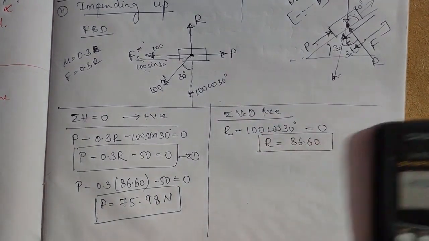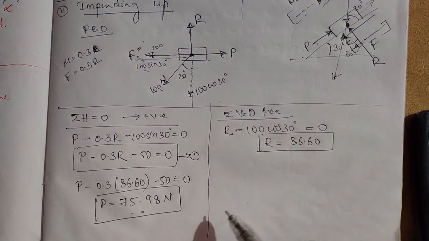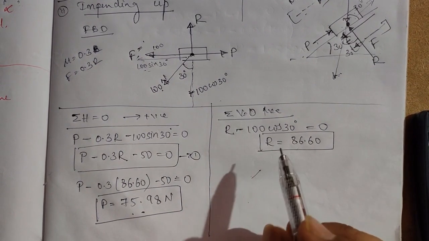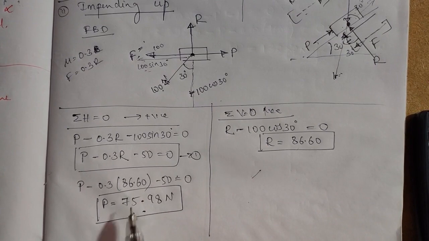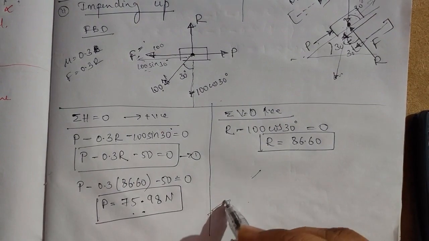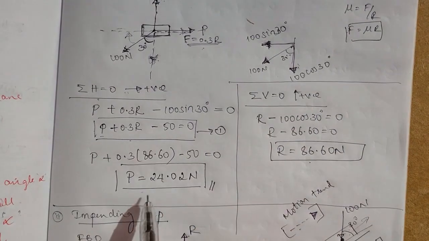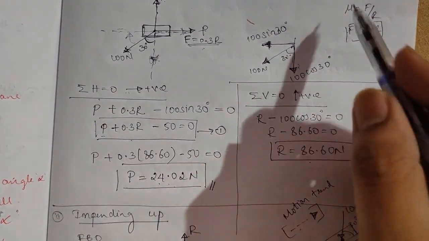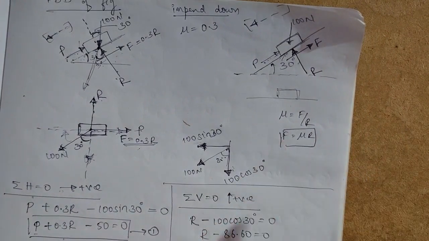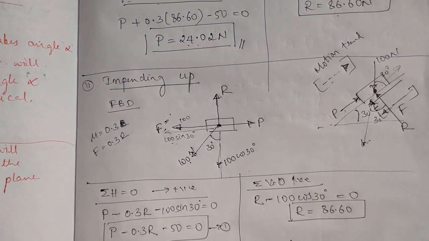So now, if we give the P value of 75.98, that body will not impend. If we give 75.98 force, that body will impend up, will start to move in the upward direction. Okay, and the force 24.02 is required by this body to remain in that position only in the inclined state. Okay, so this is how we solve the problem of the block in the inclined plane.